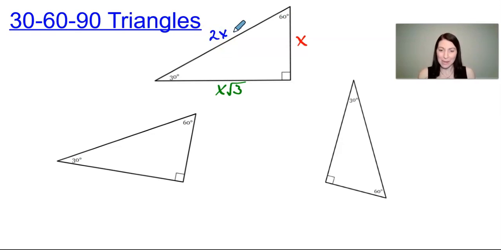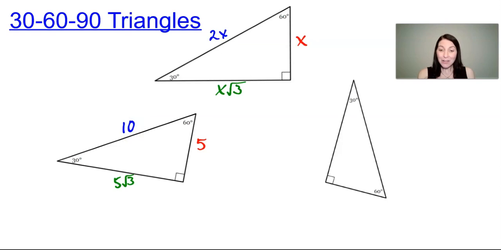Let's go over a couple examples. So in this 30-60-90 triangle, let's say I made x equal to 5. Then across from the 30-degree angle, that would be 5. Across from the 60-degree angle would be x root 3, or 5 root 3. And then the hypotenuse would be 2 times x, or 2 times 5, which is 10.